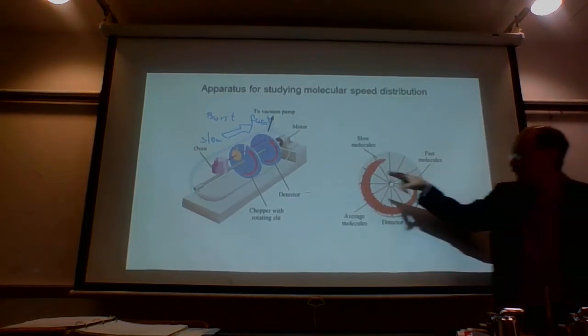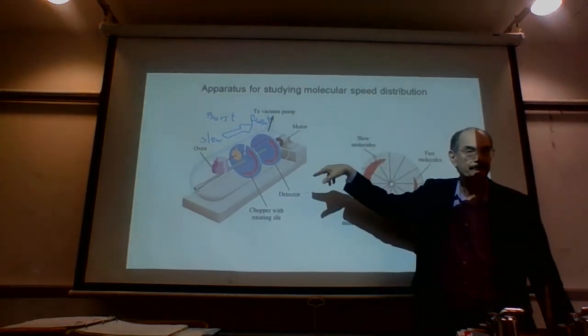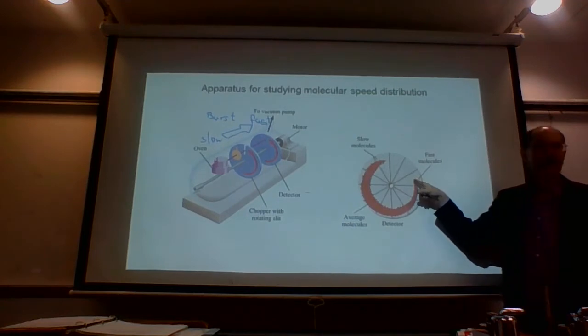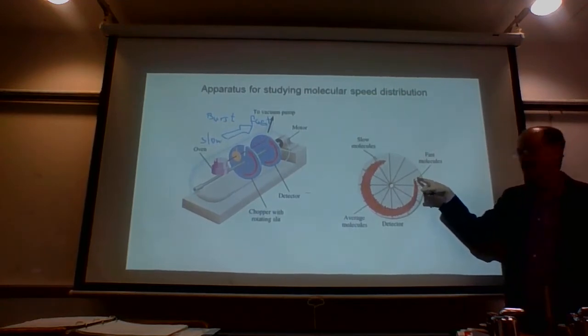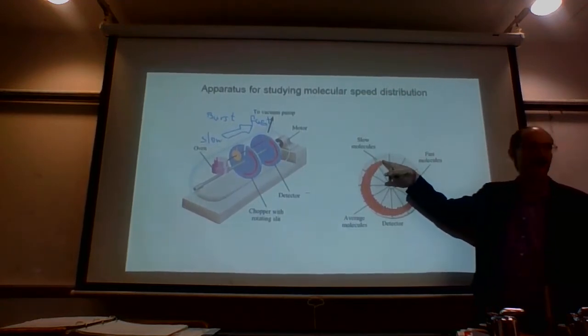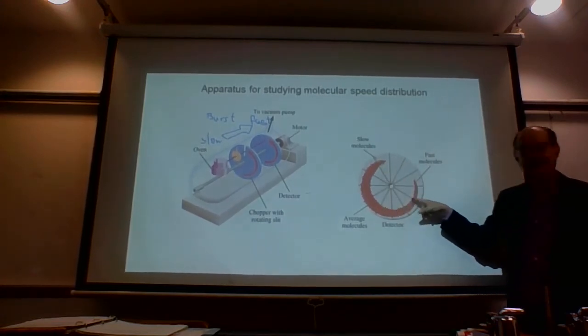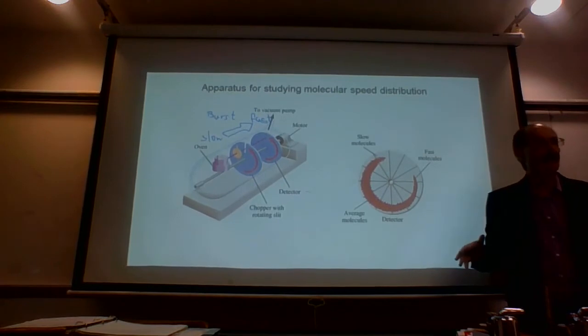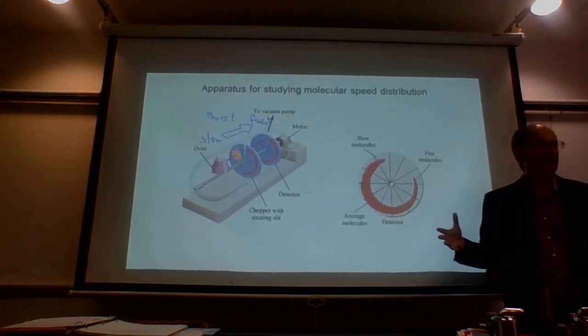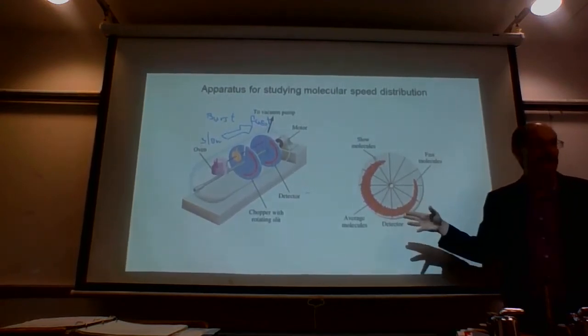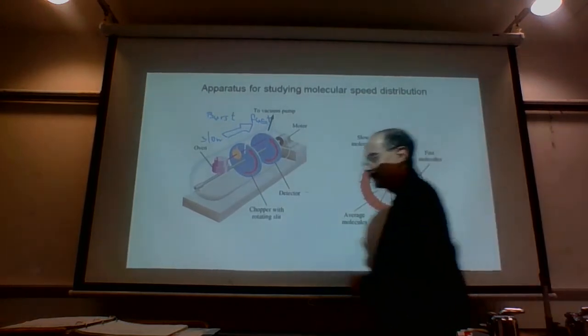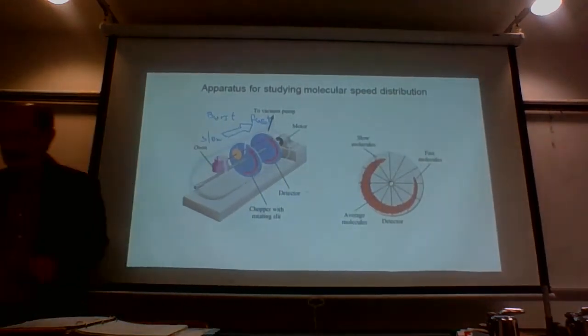First of all, given the speed of rotation, you can calculate what type of linear speed that corresponds to, and then based on the intensity of this, you can calculate what is the percent of molecules that are traveling at that speed, okay? So that's kind of like the way the apparatus is set up.